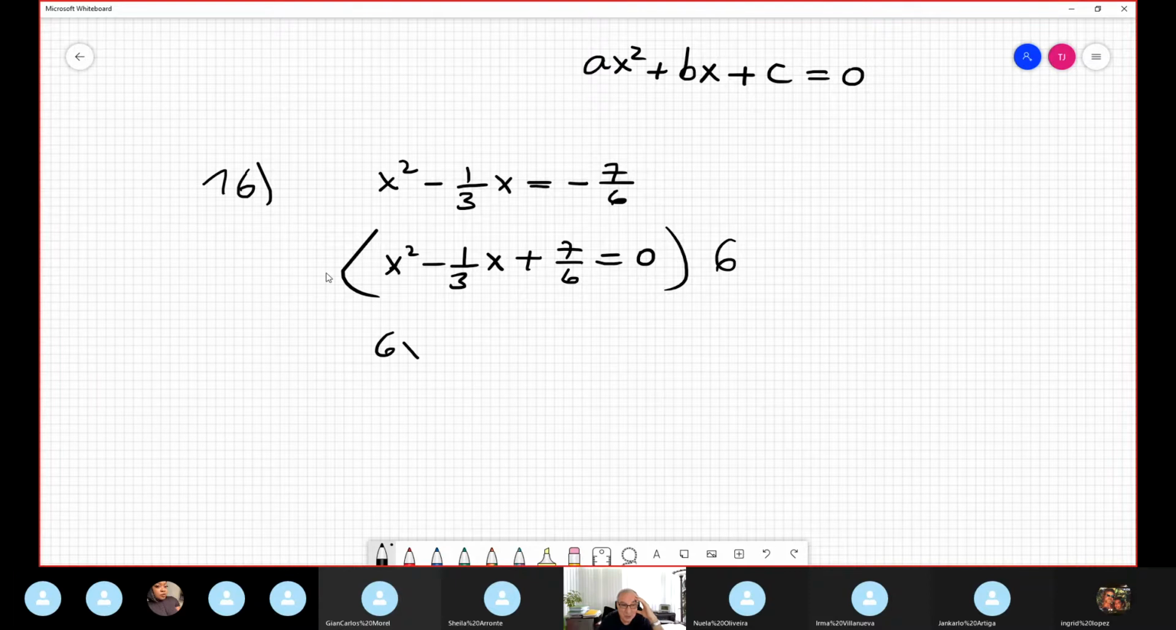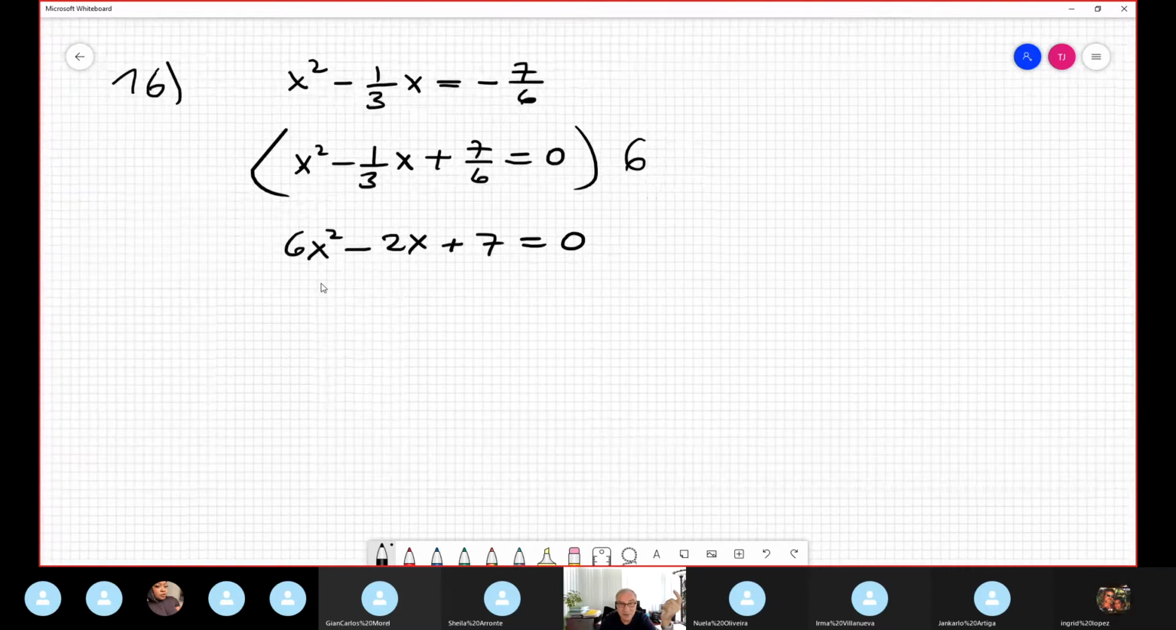You have a new equation. Okay, this is 6x² - 2x + 7 equal to 0. And this equation is 100% equivalent to the original. However, it's expressed in elegant standard form, number 1, and number 2, it does not contain fractions. Now the rest is ABC. Now we are ready to say A is 6, B is -2, and C is 7.